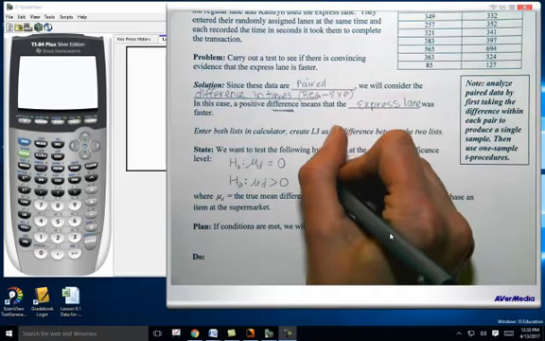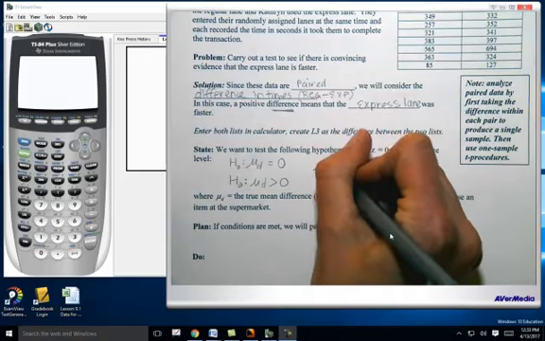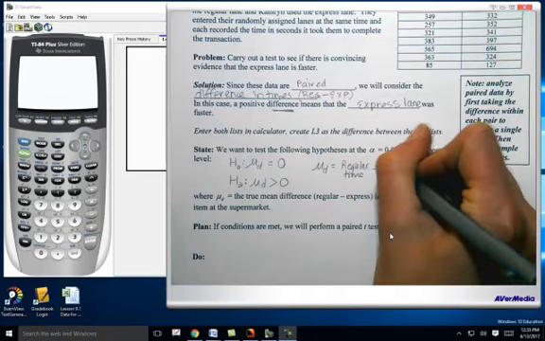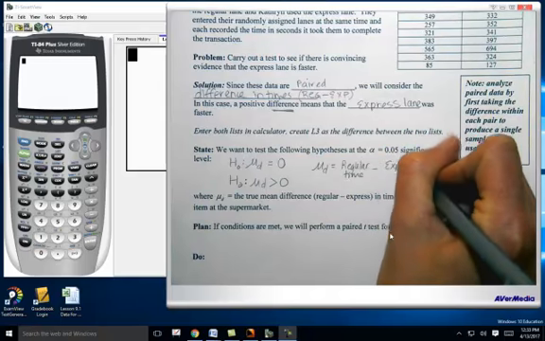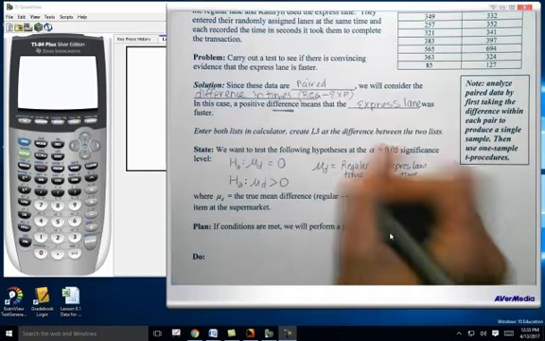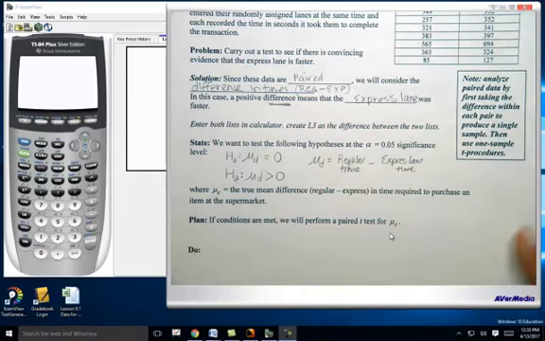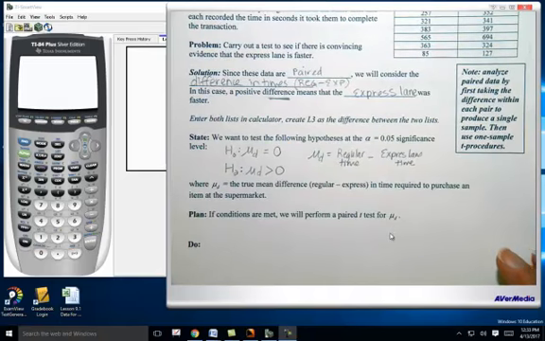And then just make sure you define your parameters. So mu sub d is equal to regular time minus express lane time. And we could put more words there, like that it takes to buy one item at this grocery store, but we start to get a little lazy as we conduct more and more tests. Oh, and I wrote that down already. Never mind, it's right here. The true mean difference, regular minus express in time, required to purchase an item at the supermarket.